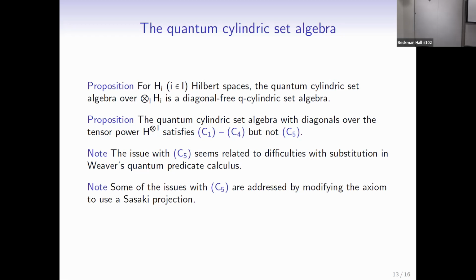A projection lattice is not going to have a lot of endomorphisms. No matter what you do, it's not going to change that. So there's going to be some kind of issue if you try to make endomorphisms of a projection lattice. And so Weaver's quantum logic will have issues with substitution.